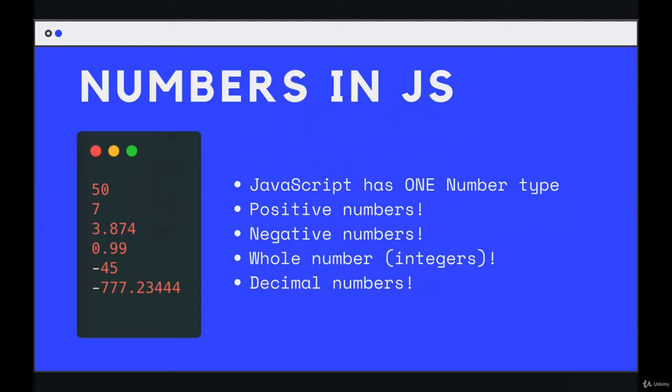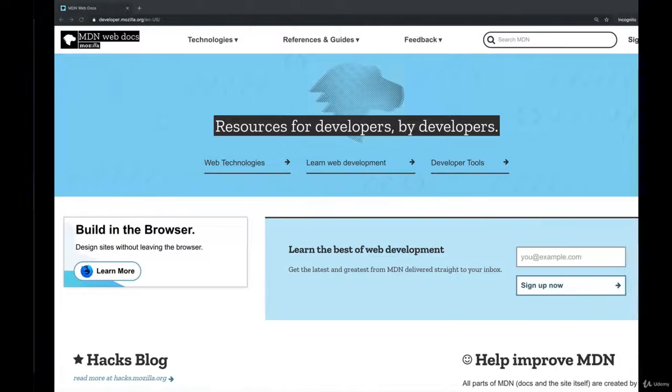So other languages have multiple different types for numbers. For example, some languages store decimal numbers differently than whole numbers or integers. But in JavaScript, we have one type of number. It's just called number. That's it. Number works with positive numbers, negative numbers, whole numbers, integers, decimal numbers, which are also often called floats. I'll show you a couple examples.